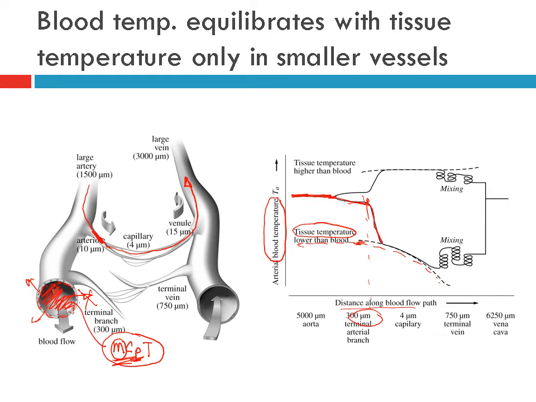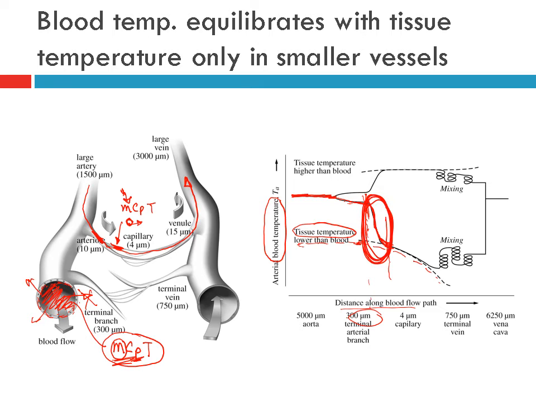So here the blood becomes equilibrated to the tissue. Why? Because in these vessels, the amount of blood flow is much smaller, and compared to that small amount, the surface area available is sufficient, so the heat transfer is rapid enough between the blood and the tissue, and therefore the blood equilibrates with the tissue. Okay, so the heat exchange basically happens in these smaller vessels.